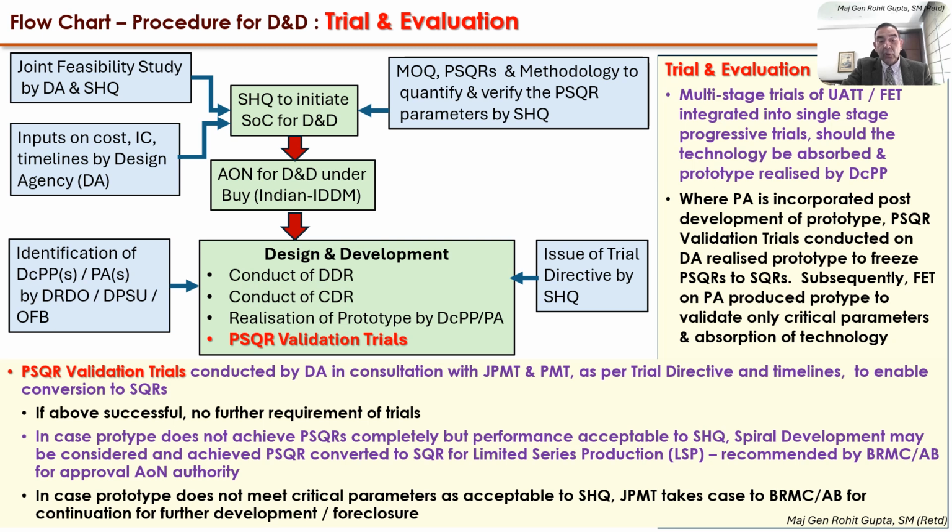Now, in case the prototype does not meet the critical parameters as acceptable to the SHQ, then the JPMT informs the BRMC, the apex body, for either a continuation of further development, to try and achieve it, or for foreclosure. And for foreclosure, the UN according authority will have to be apprised and their approval will have to be taken.